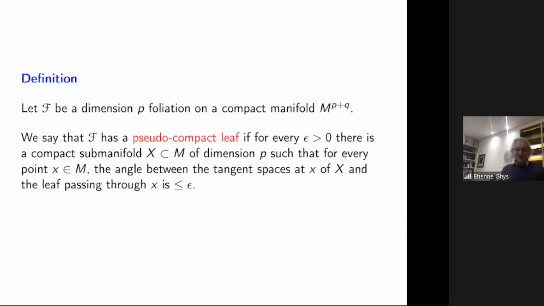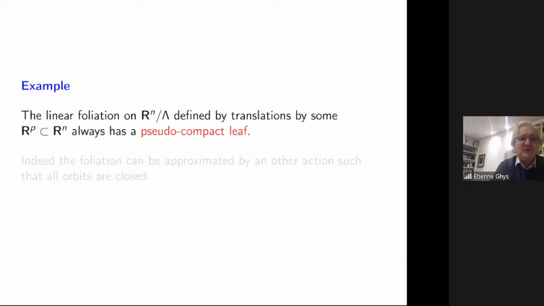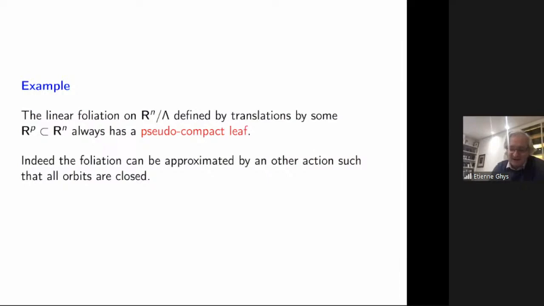Okay, so let me rephrase the conjecture of Ehrenpreis in terms of this pseudo-compact leaf concept. Well, we have seen some examples. If you take a linear foliation on R^n modulo a lattice, any linear foliation always has a pseudo-compact leaf. Of course, it's enough to approximate the foliation itself by another linear foliation such that all the leaves are closed. So if you approximate the foliation by another one for which all leaves are closed, you are done. So this is very easy.